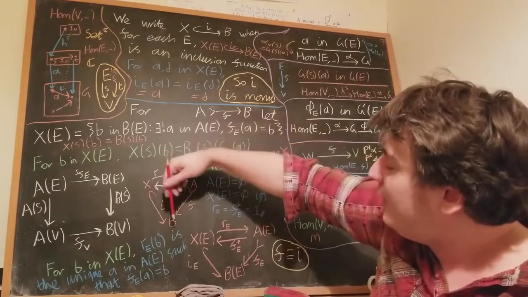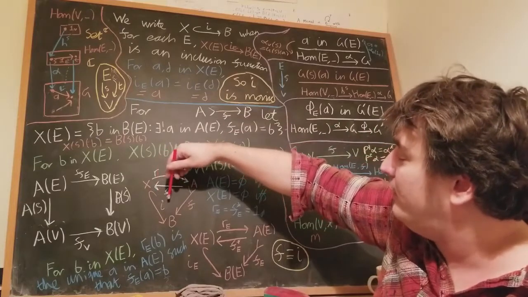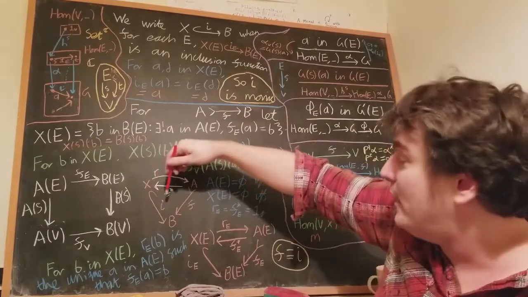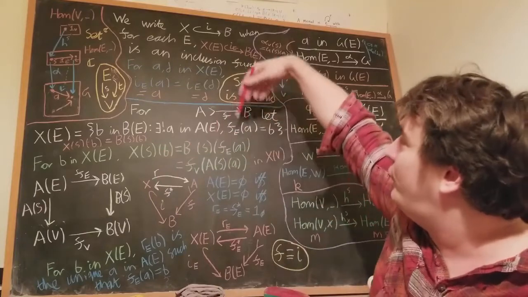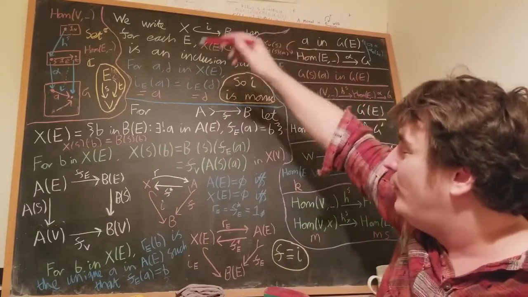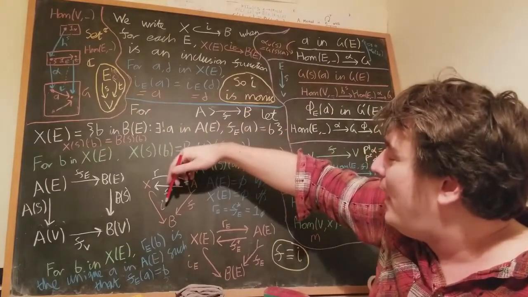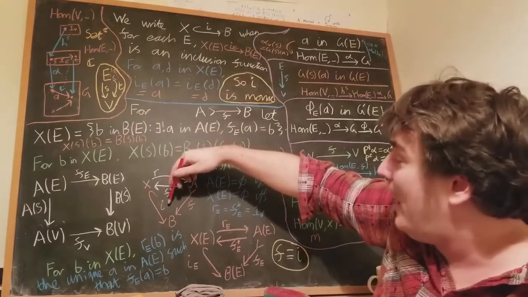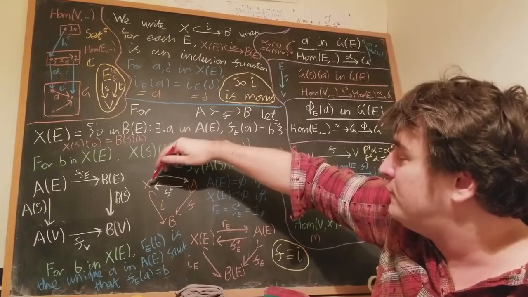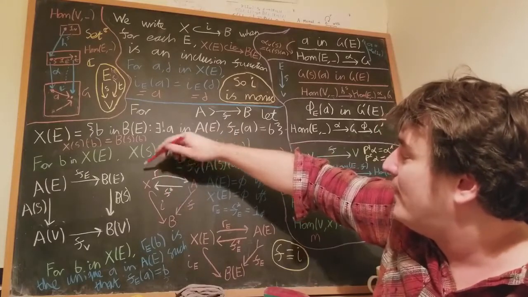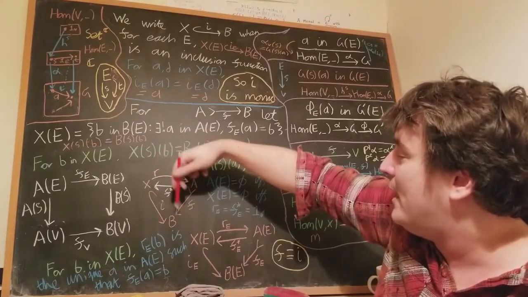Now, how does this inclusion arrow work, this I? Well, it works just like it did up here. We define x of e to basically be a subset of b of e, and the eth component of I is just an inclusion function from x of e to b of e. Okay, so we understand what this I is.